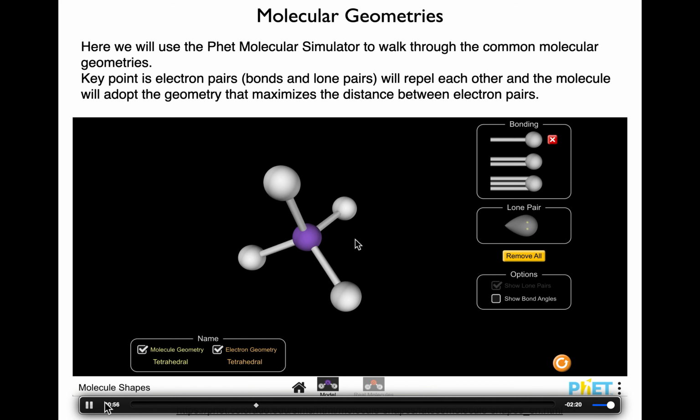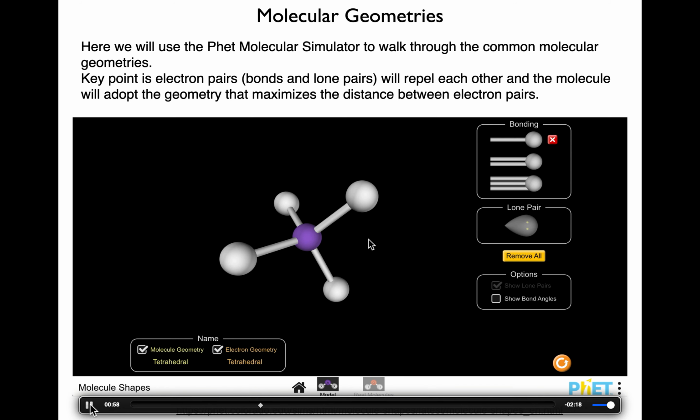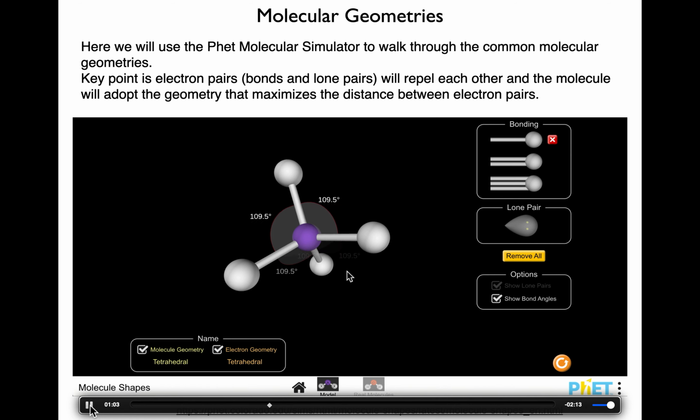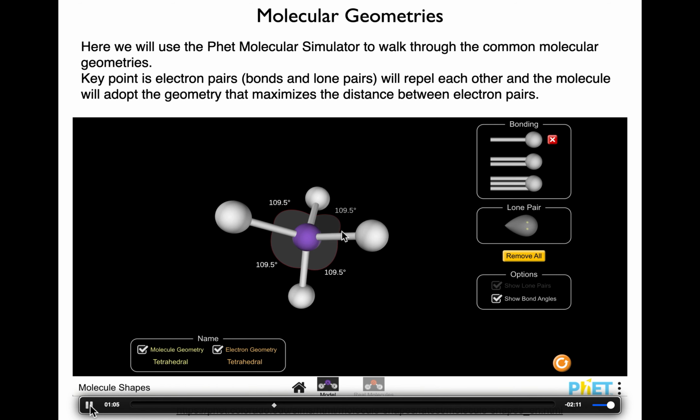So this is 4 things coming out of a central point, and this is a difficult one to see in 2 dimensions. The bond angle here is 109.5, which maximizes the distance. The name of this geometry is tetrahedral. All right, so 4 things coming out of a central point. The way we maximize the distance between them is a tetrahedral geometry with a bond angle of 109.5.